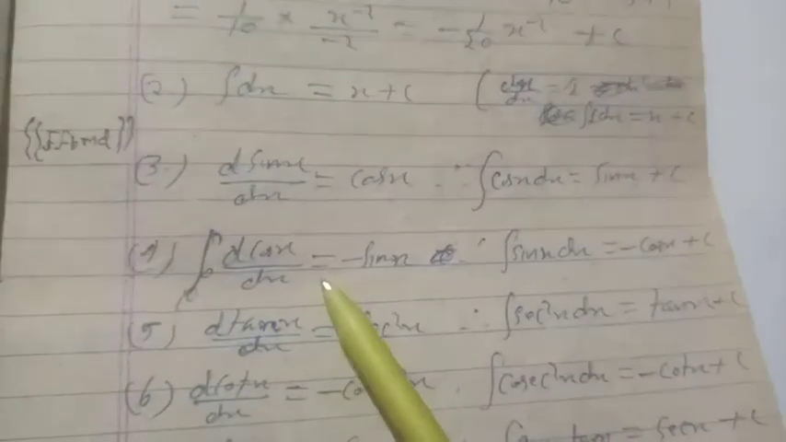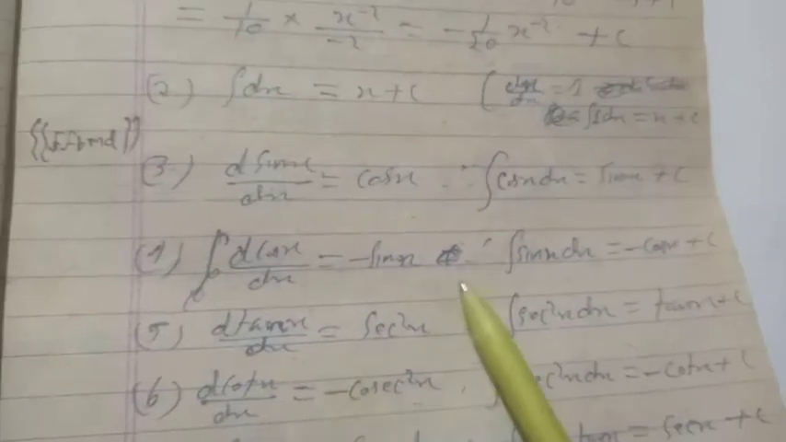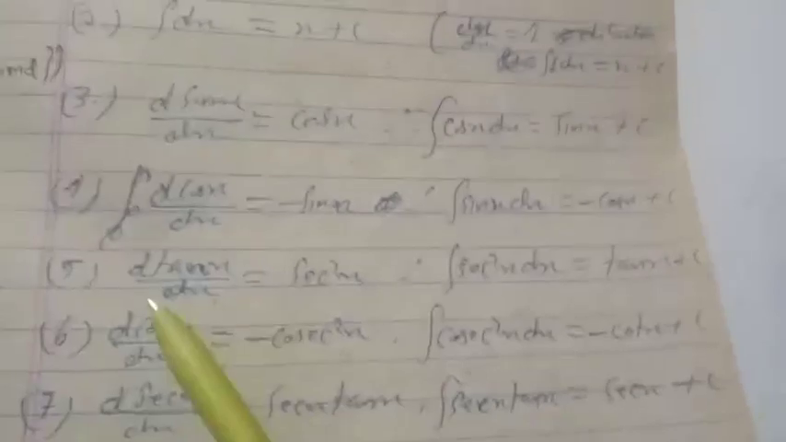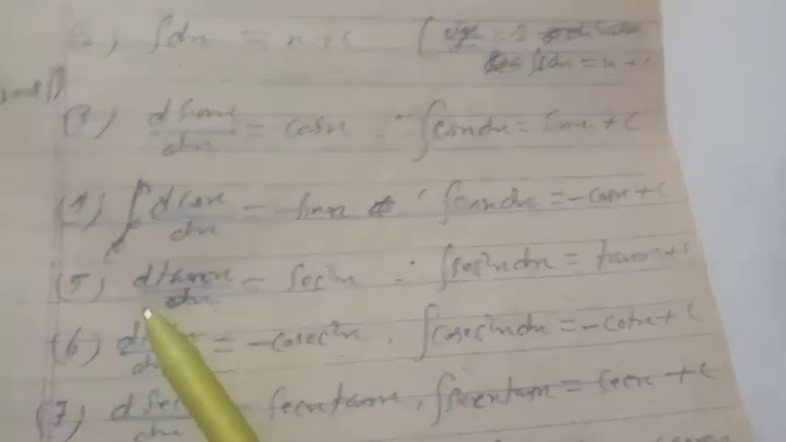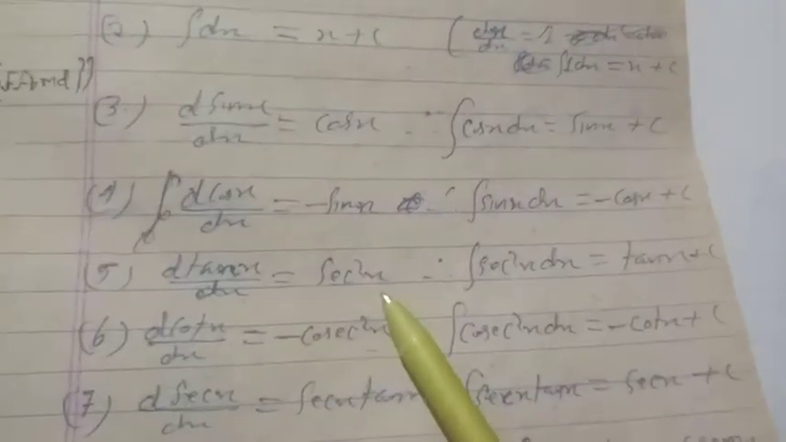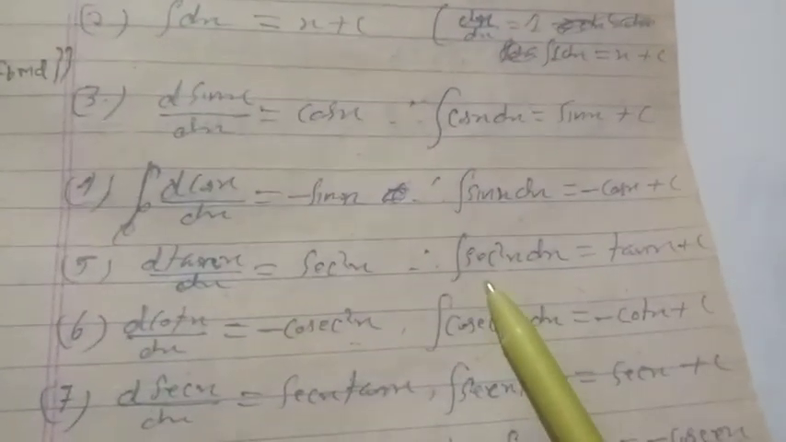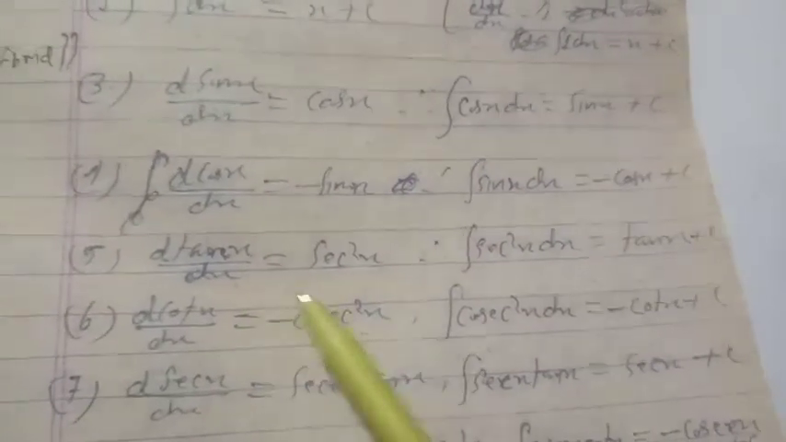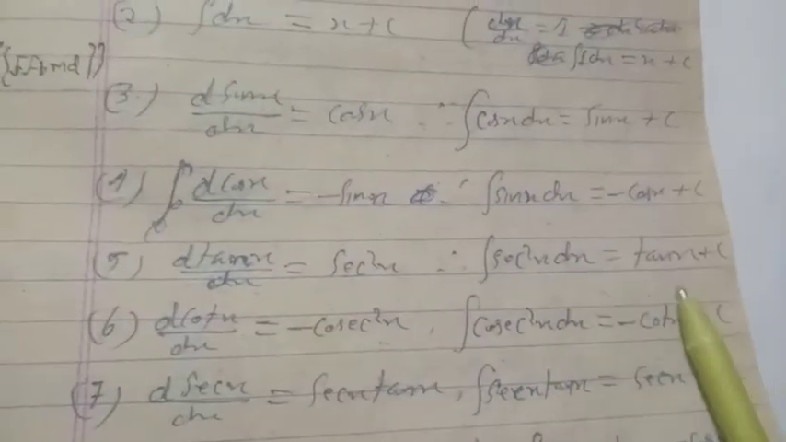Fourth, d cos x by dx equals minus sin x. Hence integration of sin x dx will be minus cos x plus c. Fifth, d tan x by dx equals sec square x. So integration of sec square x dx will be tan x plus c.